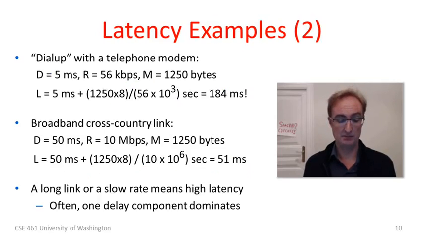Okay, let me clean this up. And you can see here, the point that I want to illustrate is that you can obtain relatively high latency from either a long link or a slow rate. In fact, for many links, often one of these two components, either the transmission delay or the propagation delay, will dominate. And in that case, we'll generally just simplify our latency calculations and use one of them. For rates above a megabit per second, for instance, anything 10 megabits per second or so, usually the transmission delay is very small and we don't worry about it.